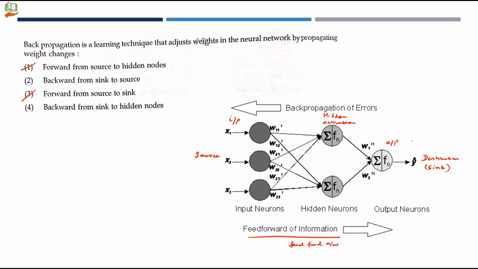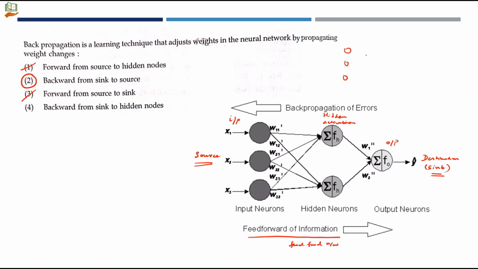Backpropagation is about propagating the errors backward from the sink to the source. You have to propagate it back to the input layer or to the source of the neural network. Sink to source will be the answer. So option number 2 will be the right answer.